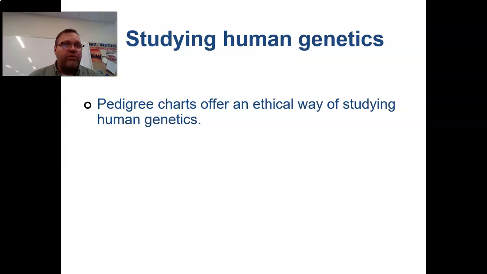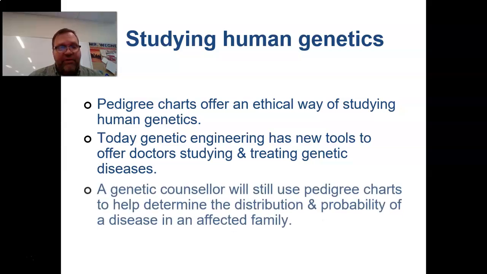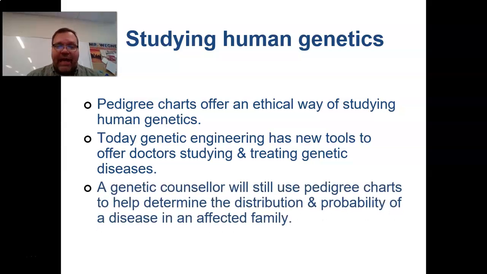That way we don't have to do experiments with people, making them reproduce with others or not reproduce or any of those kind of things. Today, genetic engineering has new tools to offer doctors studying and treating genetic diseases. And usually a genetic counselor will still use pedigree charts to help determine the distribution and the probability of a disease in an affected family.